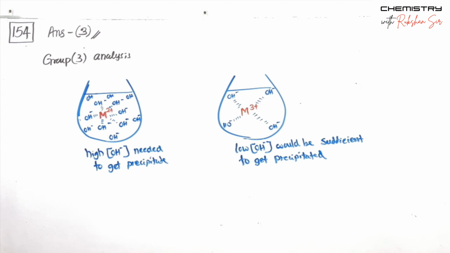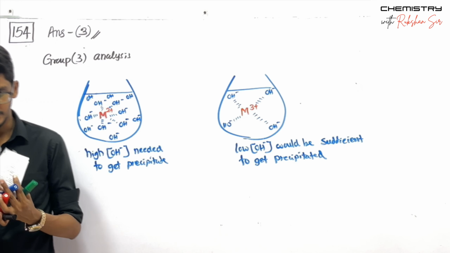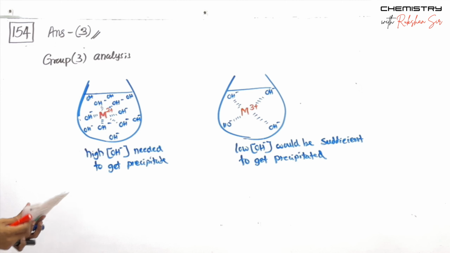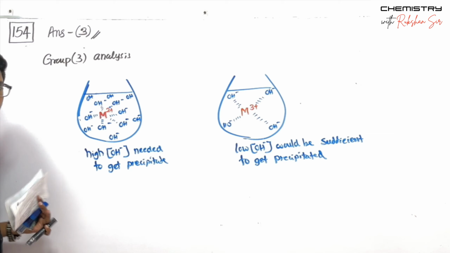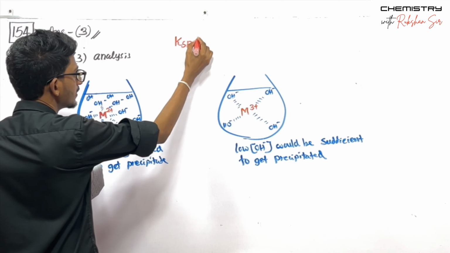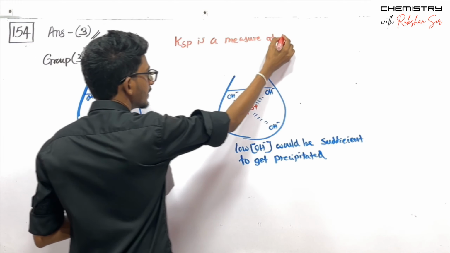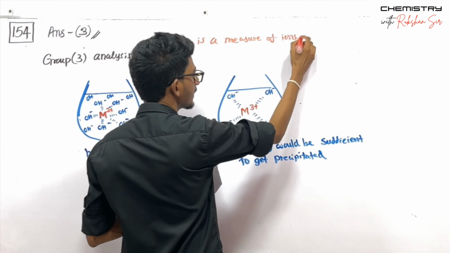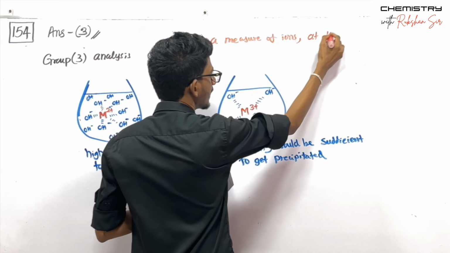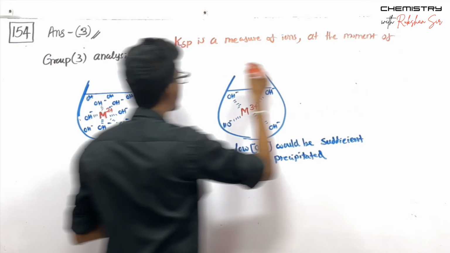So what is KSP? KSP is a measure of ions at the moment of precipitation.